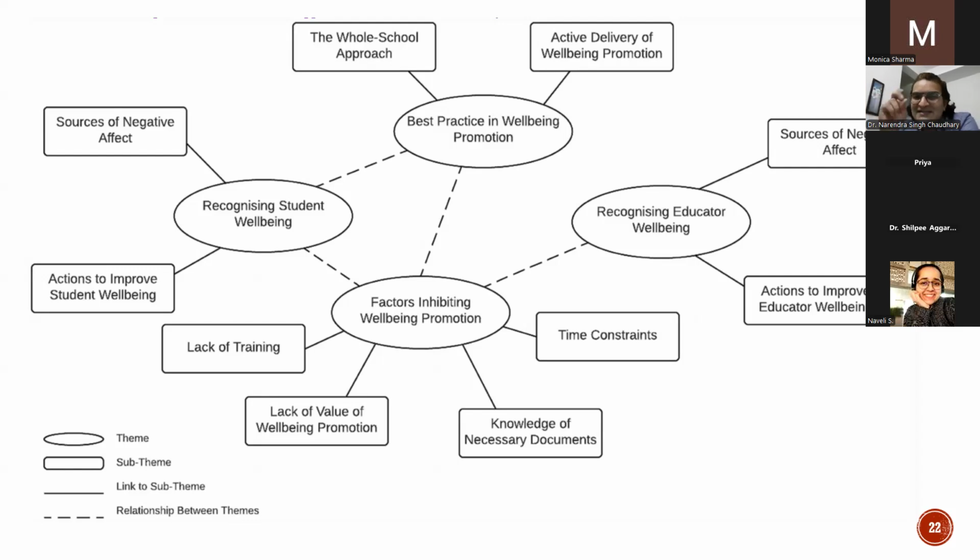Yes. Let's take, underneath recognizing educator well-being, are there any sub-themes or subcategories to it? Yes, sir. What is that? Sources of negative effect, actions to improve adequate well-being. Right, sir. Right. So if we talk about sources of negative effect and actions to improve adequate well-being, they are getting merged in recognizing adequate well-being. So now you tell me, these are two different themes that I have initially identified. Are these two subcategories, sub-themes, merging well in the recognizing adequate well-being theme?